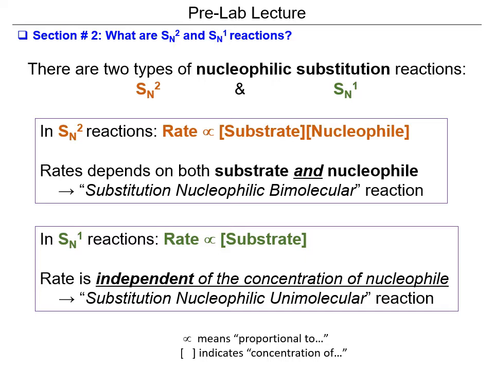However, if a substitution reaction is deemed to be of type SN1, then the rate of the reaction is only proportional to the substrate concentration. Put another way, we say that the rate is independent of the concentration of the nucleophile. We therefore consider this substitution nucleophilic unimolecular reaction an SN1 reaction.